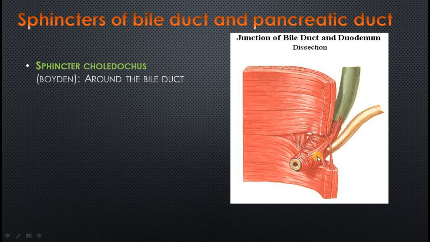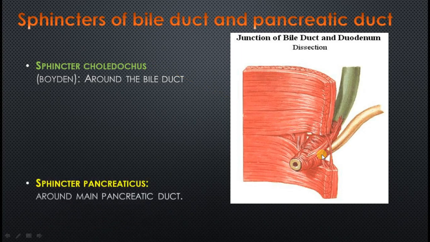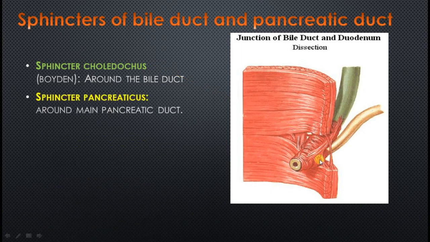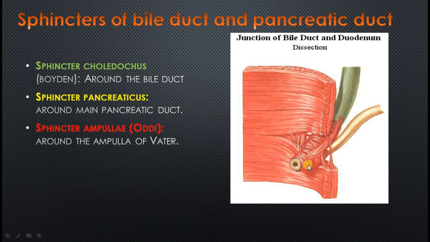Then you have a sphincter around the main pancreatic duct, called the sphincter pancreaticus. Then after the union, the ampulla is guarded by a sphincter called the sphincter of Oddi. Of these three, the strongest sphincter is the sphincter choledochus, or sphincter of Boyden, whereas the sphincter pancreaticus and the sphincter of Oddi might even be absent in one-sixth of human subjects.